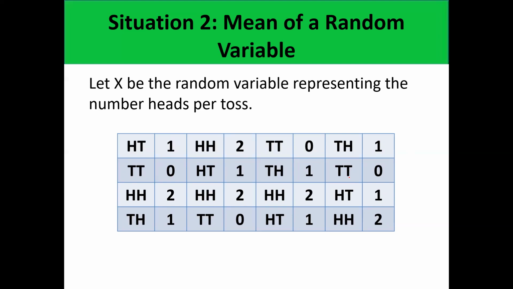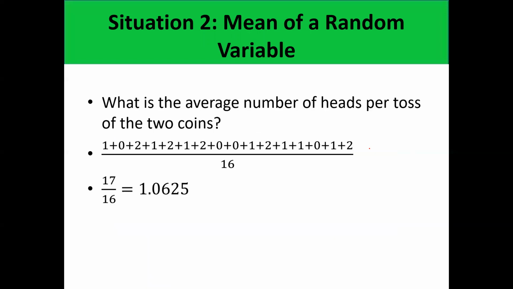So the question is, what is the average number of heads per toss, or what is the average number of heads from the 16 tosses that we performed with the two coins? So to get the average, we can simply add all these 16 values and divide by 16. And therefore, in this case, we get 17 over 16, which is 1.0625. So this value is the expected number of heads whenever we toss two coins.